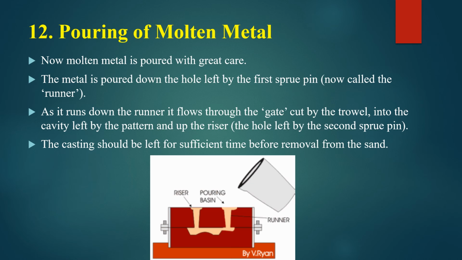Now pouring of the molten metal. Molten metal is poured with great care. The metal is poured down the hole left by the first sprue pin, now called the runner. As it runs down the runner, it flows through the gate cut by the trowel into the cavity left by the pattern. As it rises up the riser, the hole left by the second sprue pin, the casting should be left for sufficient time before removal from the sand.